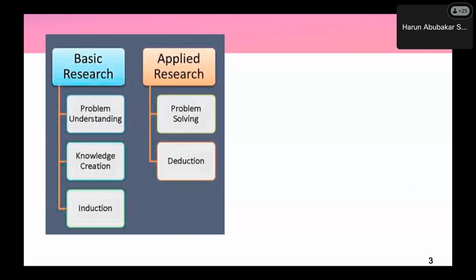You have to know a little bit about 2 types of research. Any research that you do is divided into either basic research or applied research. Basic research is usually related to qualitative research, where you develop a theory. Applied research is mostly related to quantitative or mixed method research, where you test the theory.